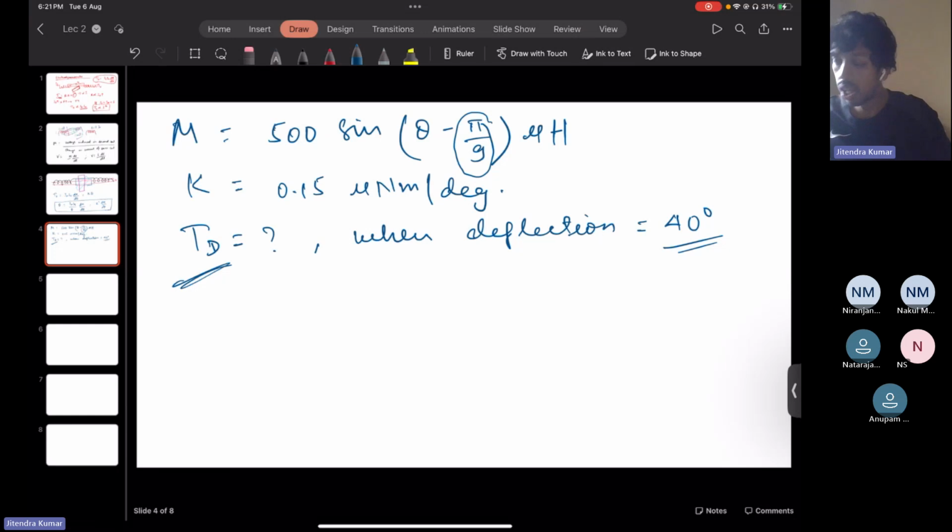So I hope I was audible during the explanation of the electrodynamometer. If there is any question from the explanation or theory of the electrodynamometer, you can ask if you want.